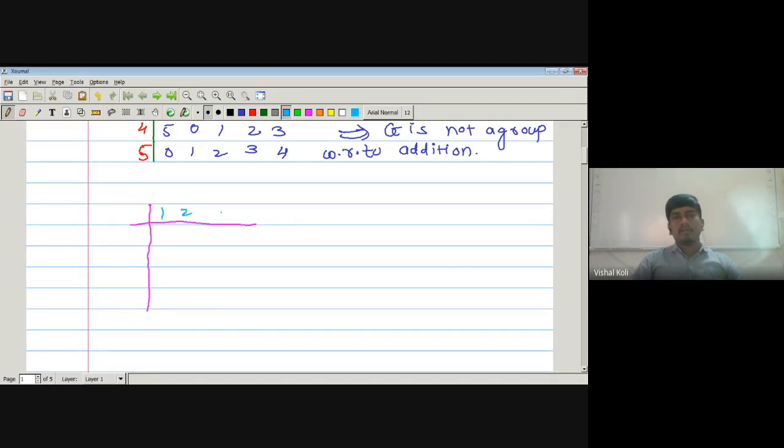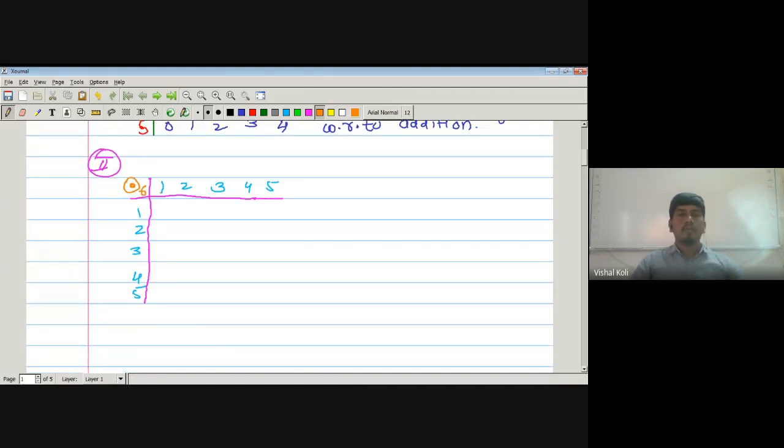One, 2, 3, 4, 5. This one is the second case. This is for multiplication. The binary operation will be dot over modulo 6.